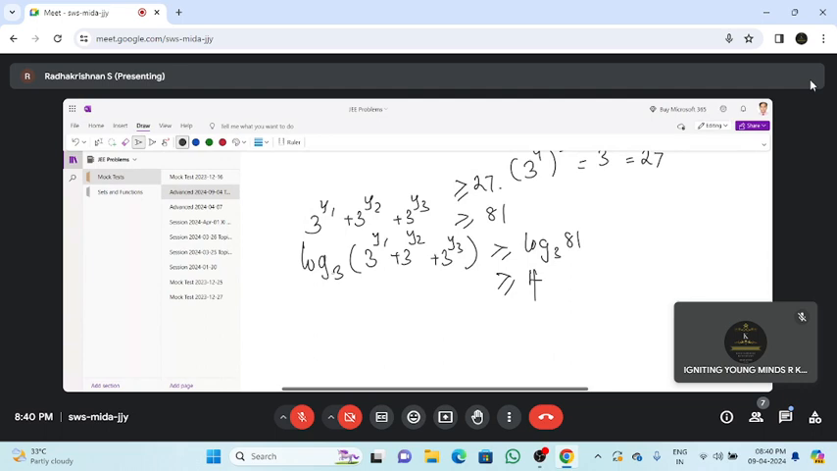So this is your m. This is the minimum value of this expression, right? It has to be greater than or equal to 4. The minimum value m equal to 4.